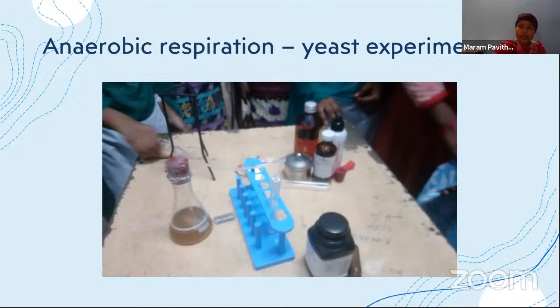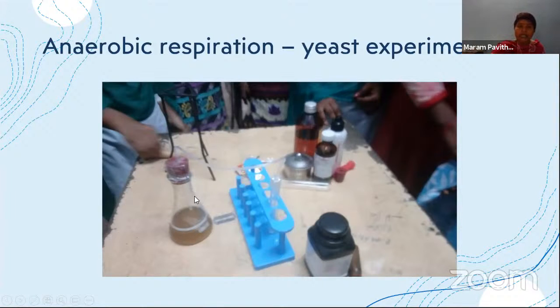Later, we have to add some yeast particles to the glucose solution and mix it well. In glucose solution, yeast grows very fast. Then we have to pour 1 centimeter of paraffin wax. Why do we pour the paraffin wax? Paraffin wax does not allow oxygen to enter the glucose solution, so we pour the paraffin over the glucose solution like this.